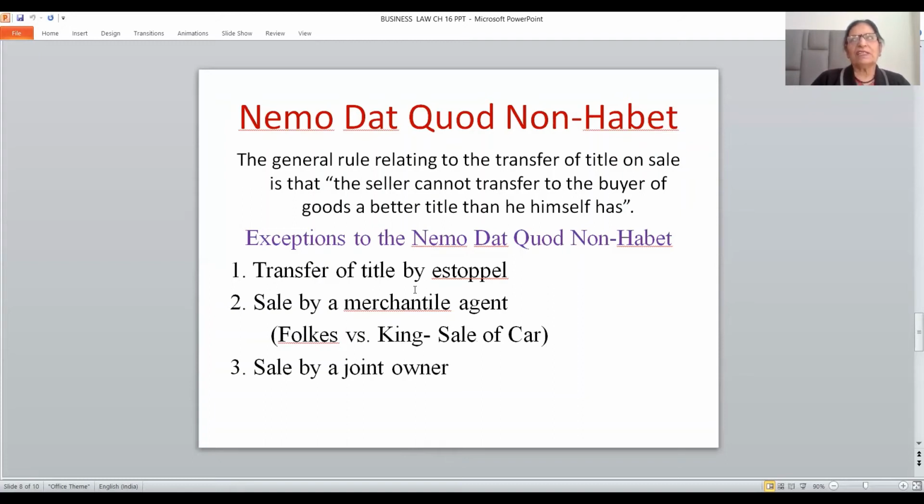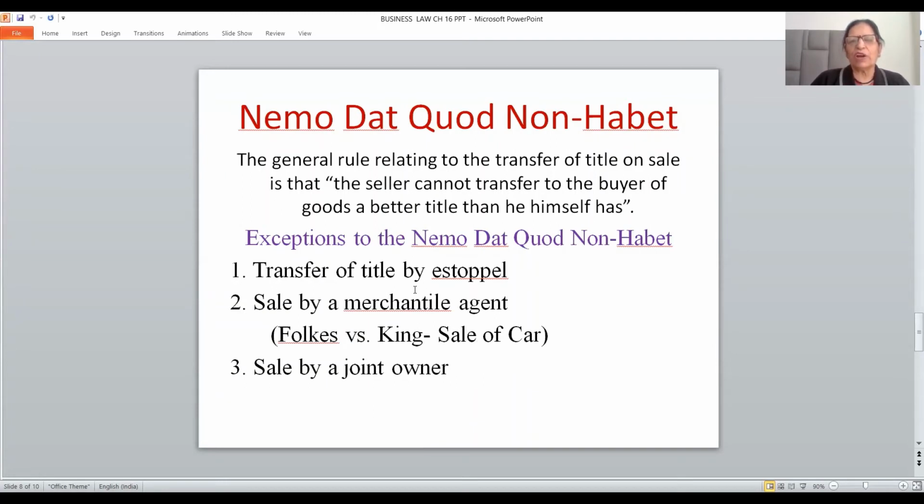Till now, I have discussed the rules regarding transfer of ownership in case the goods are specific or ascertained goods. And then the second one was where the goods are unascertained or future goods. Very important question I would like to take up now.